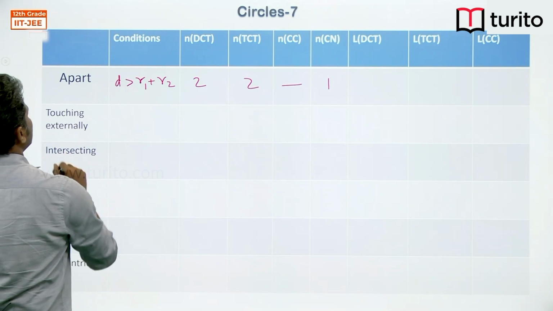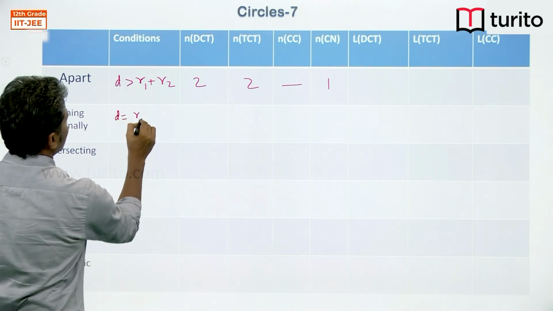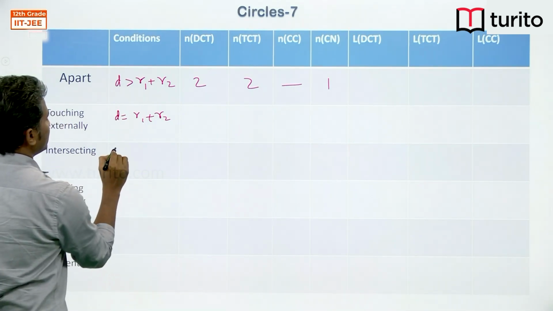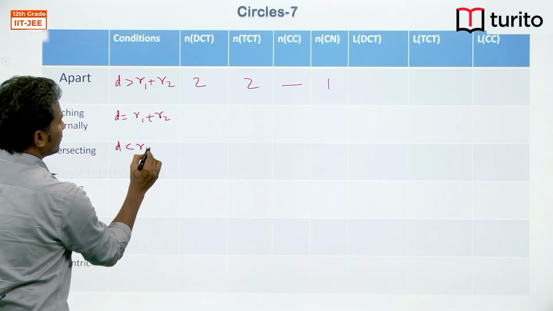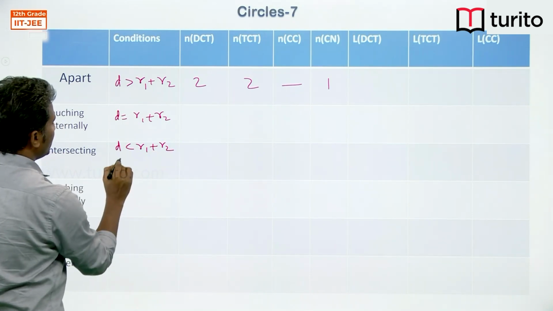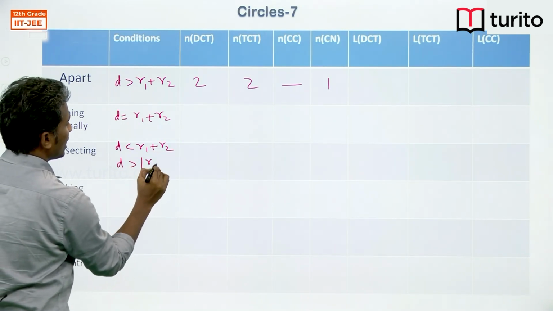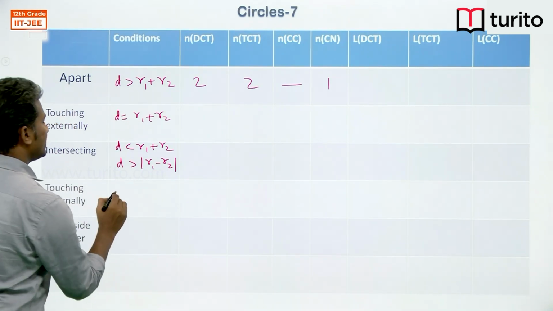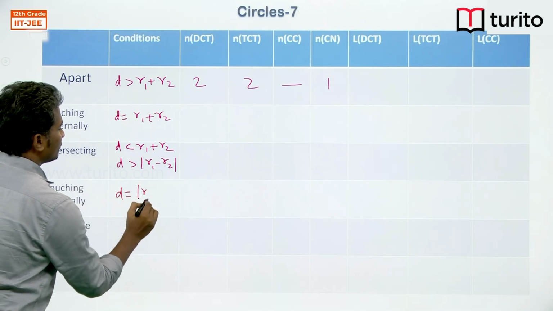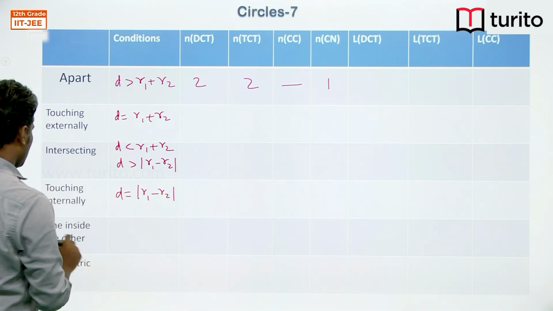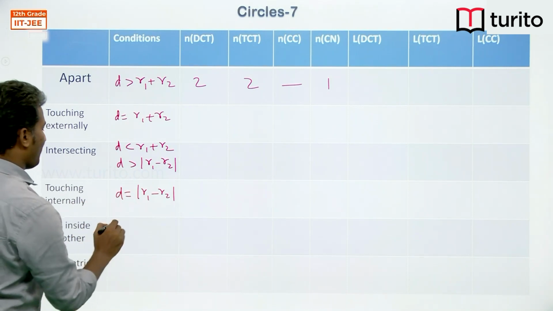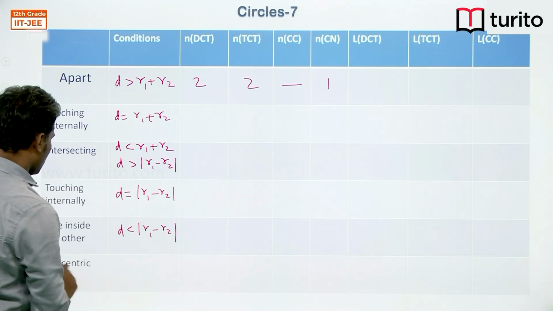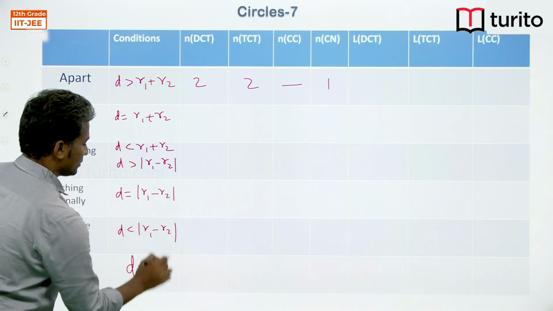When circles are touching externally, d equal to r1 plus r2, this is the condition. If they are intersecting, d must be less than r1 plus r2. Also, d must be greater than mod of r1 minus r2. These are the two conditions. Touching internally, d equal to mod of r1 minus r2. One inside the other, d must be less than mod of r1 minus r2, and for concentric circles, d must be equal to 0.